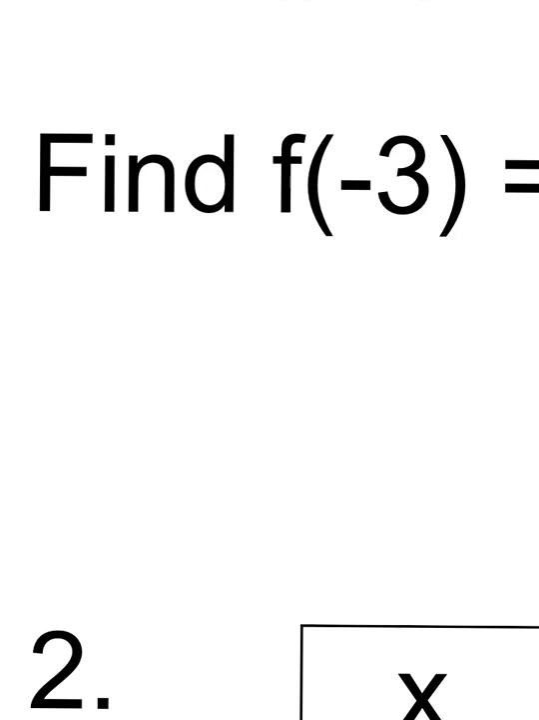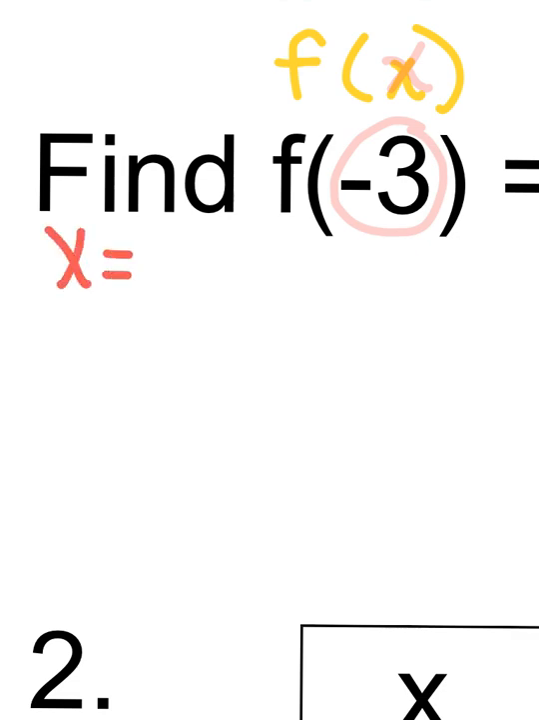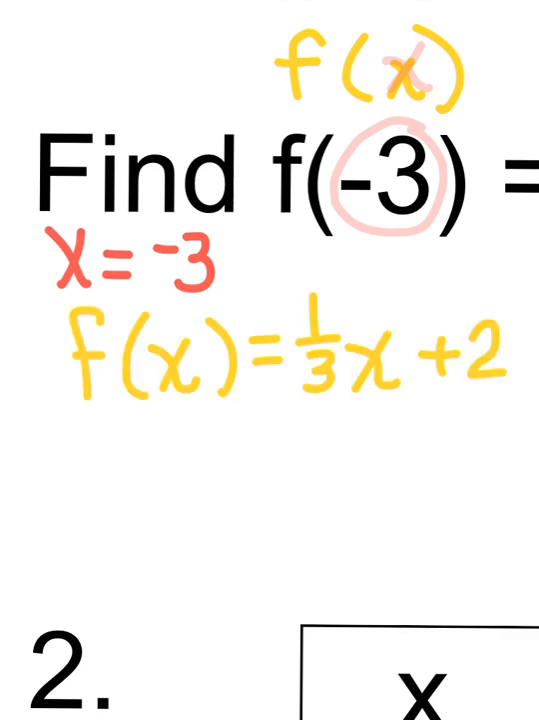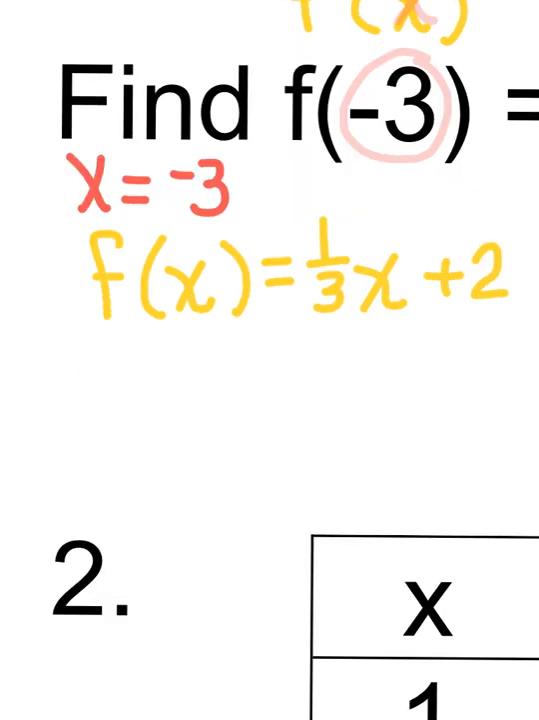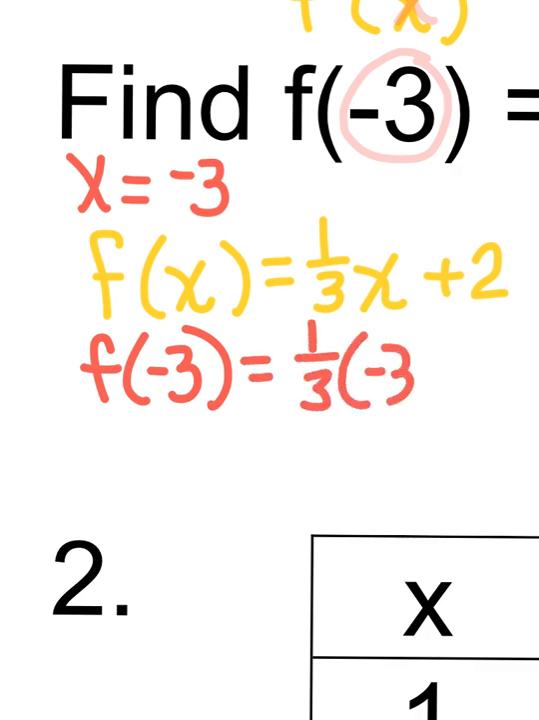Our next task is to find f of -3. Remember, when we're writing in function notation, inside the parentheses is the x. So what it's saying is that x is equal to -3. And what they're asking us to find is f of x, which is the y. To find f of -3, we will go back to our equation. Since we know x is equal to -3, we will replace the x with -3 and solve for y.